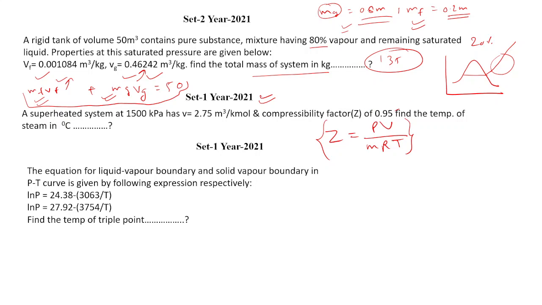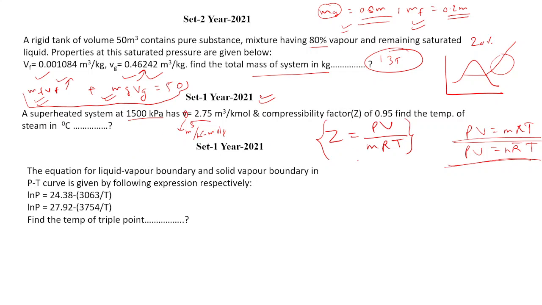So for superheated steam, pressure they have given, and specific volume, small v is there. Specific volume means volume per unit mass, right? But here it is not so, it is per kilomole, so keep that in mind. I told you on the first day, what is the difference between PV is equal to MRT and nRT? Keep that in mind, otherwise it will go wrong. So we have v and compressibility factor Z, and we have to find the temperature of the steam in degree Celsius.